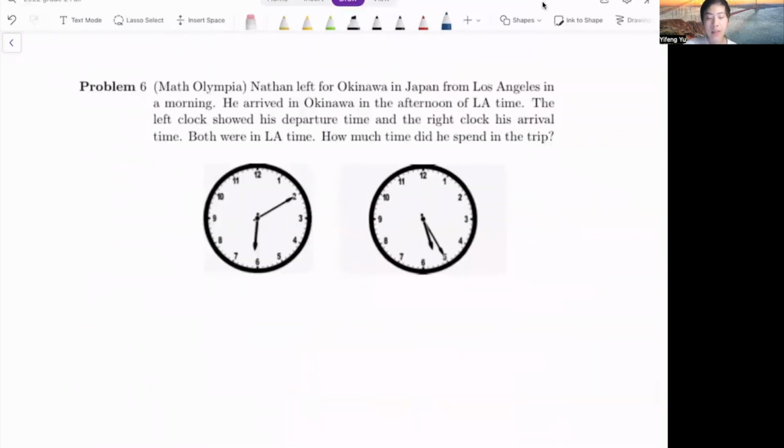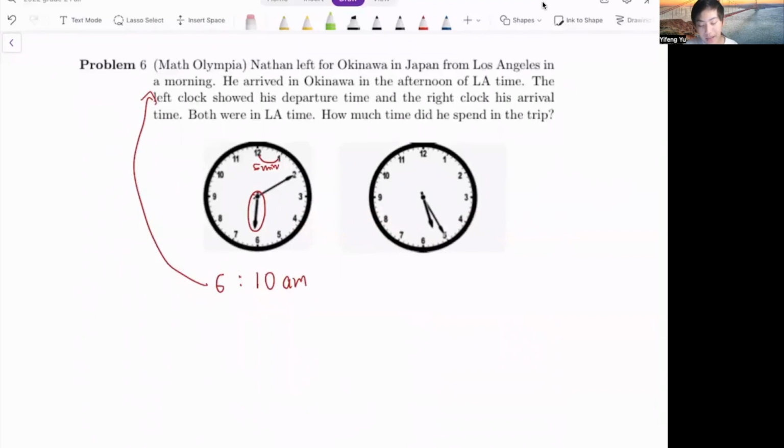Problem 6. Nathan left for Okinawa in Japan from LA in the morning. He arrived in Okinawa in the afternoon of LA time. The left clock showed his departure time and the right clock his arrival time. Both were in LA time. How much time did he spend on the trip? So the left clock showed his departure time, which shows 6:10. Since for each interval, it's supposed to be 5 minutes, this shorter hand is pointing right after the 6, so we know it's 6:10. It says morning on the top, so we know that it's 6:10 a.m.